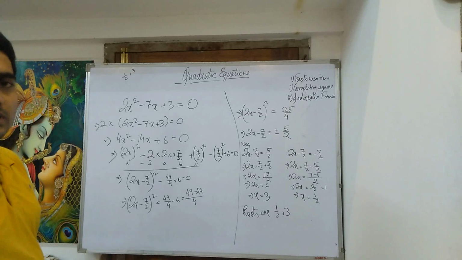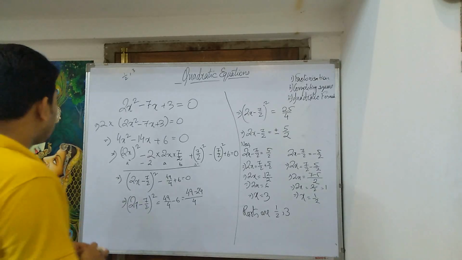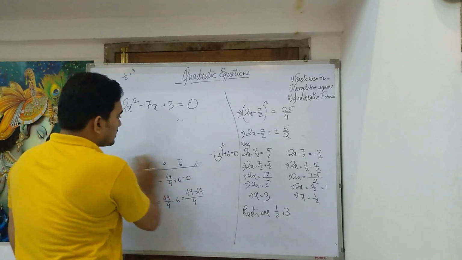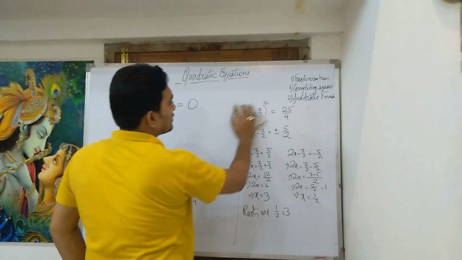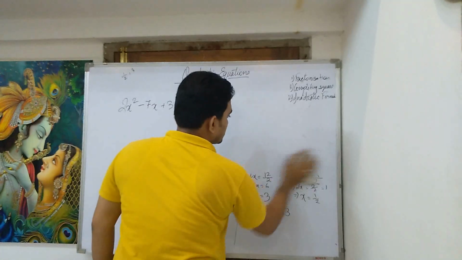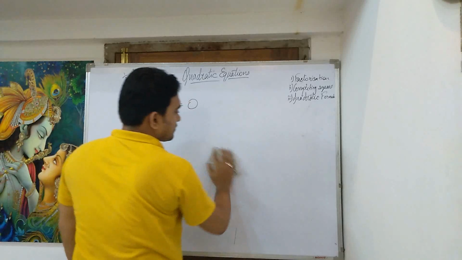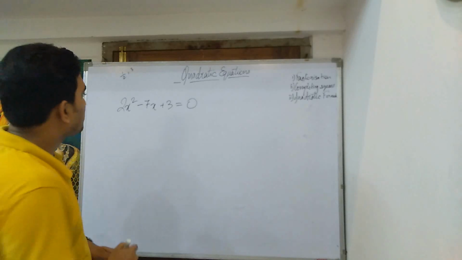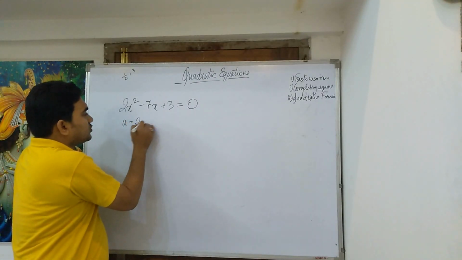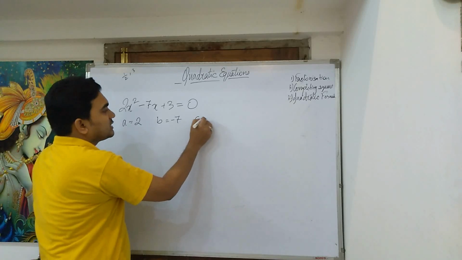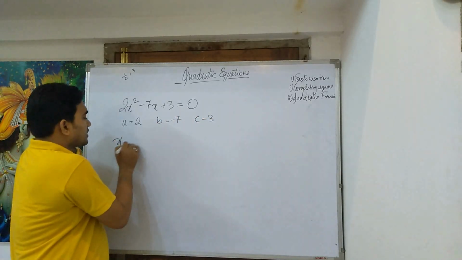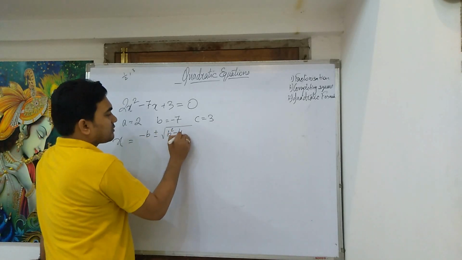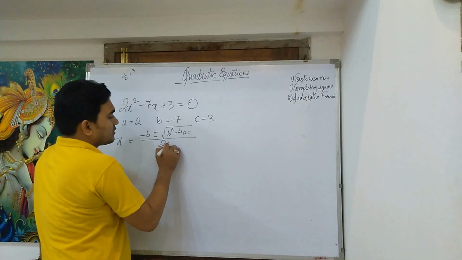What will happen if I use the quadratic formula in this sum? So let us see. Using the quadratic formula shortens the sum. So in my opinion, if no options are given, go for the quadratic formula. So here a equals 2, b equals -7, c equals 3. Quadratic formula: minus b plus minus root over of b square minus 4ac by twice a.